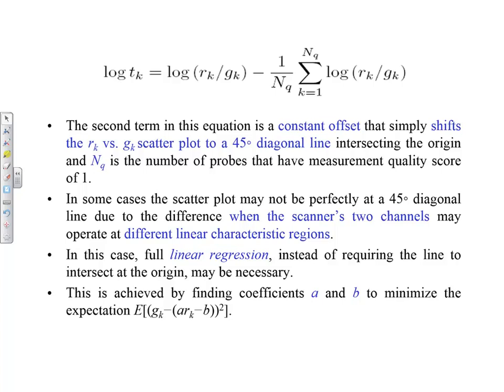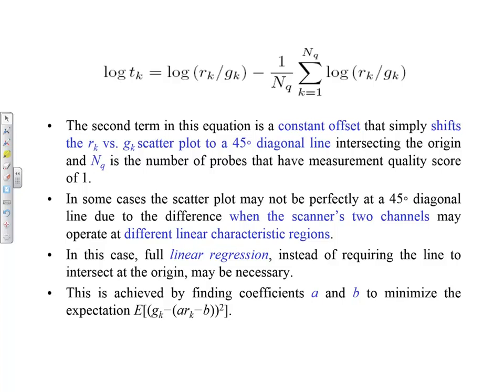The second term in this equation is a constant offset that simply shifts the RK versus GK scatter plot to a 45-degree diagonal line intersecting the origin, and NQ is the number of probes that have measurement, it shouldn't be measurement quality score. This would be the probes where you expect that the ratio should be 1, okay? Because it's the same sample that is being hybridized both in the red and in the green channel, okay?